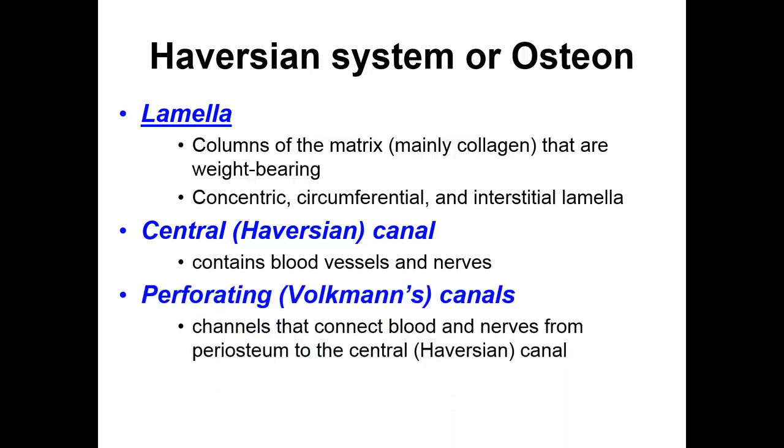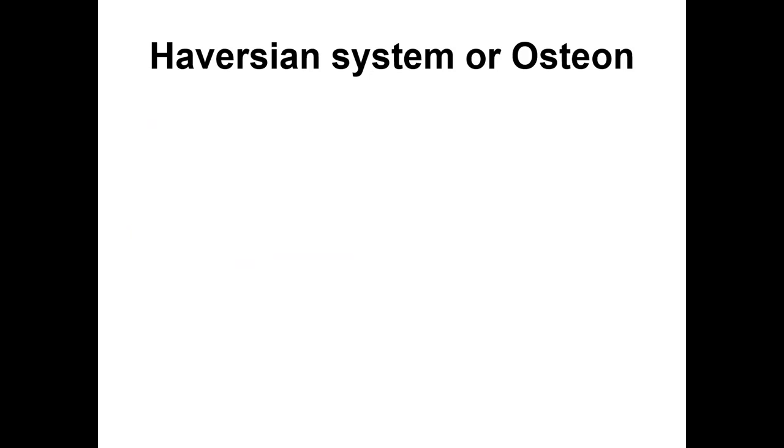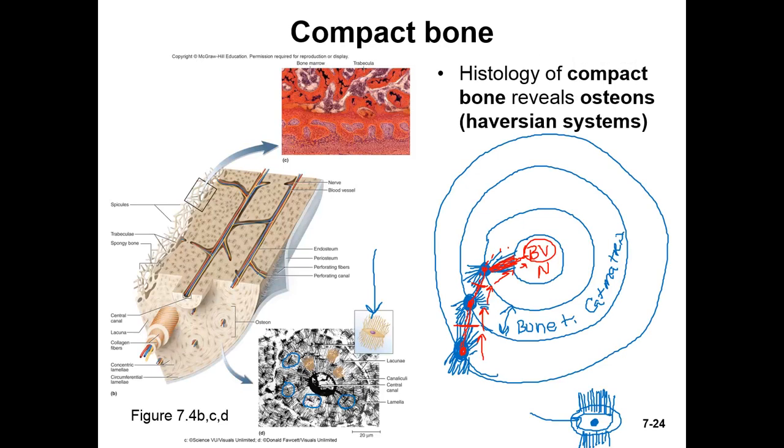And then you have what are called the perforating or Volkmann's canals. And we did not mention Volkmann's canal, but I'm going to take you back to the previous slide to show you what that is. So any osteon that is here is going to have the central canal that's going to run in this direction, which makes me think of the length of the bone.